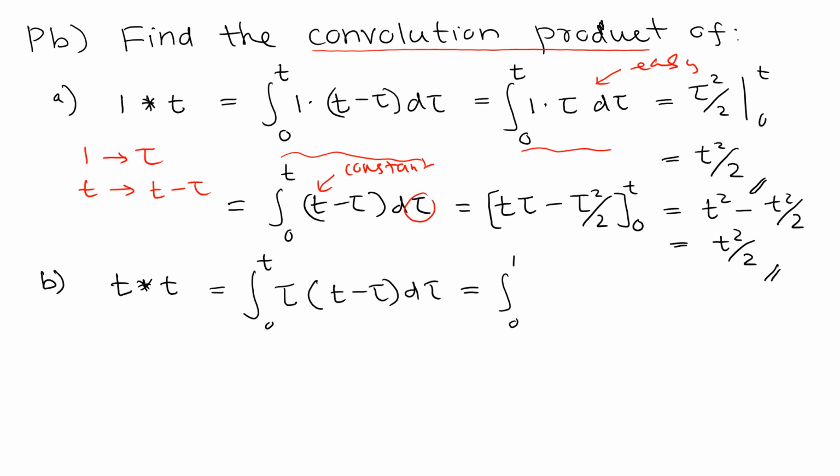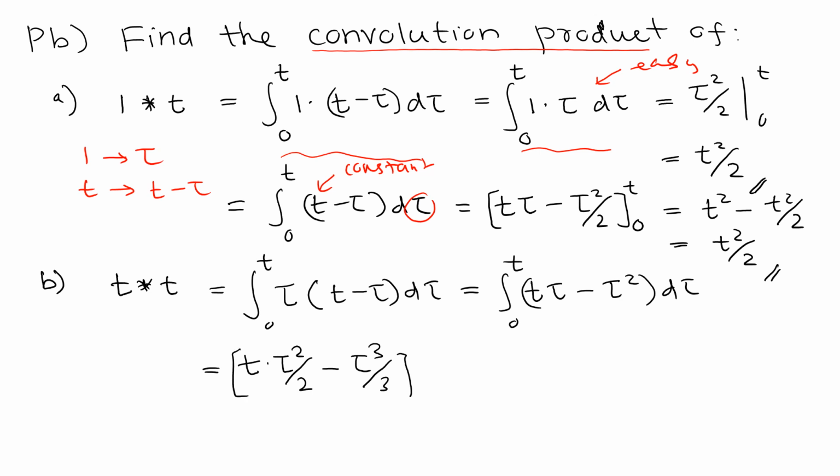So 0 to t. When you distribute, you get t tau, we write the t first, minus tau squared, d tau. And you can see that you can integrate term by term. t acts like a constant. So you get t squared over 2 from the first one. From the second one, you get t cubed over 3. That's what you get. And then you evaluate this at t and 0.